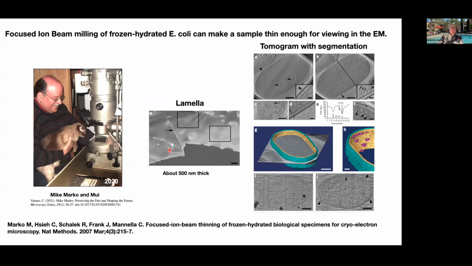But Mike Marko, here shown with his cat, introduced focused ion beam milling, in which you can actually use a beam of gallium ions to thin the sample and make it thin enough to get the electron beam through. Here are some of his early examples of a bacterium that he had thinned, and here is his tomogram in which he had segmented it to show the features. This meant that you were no longer constrained to the thin parts of cells, but that you could in fact thin them with this focused ion beam milling.